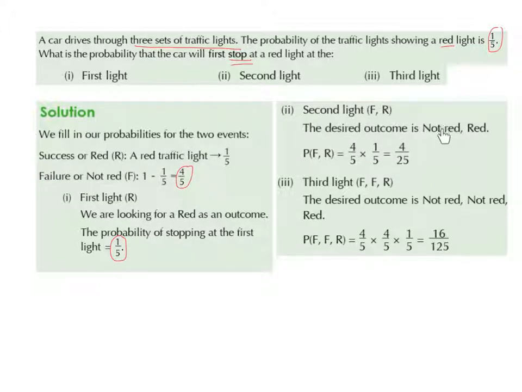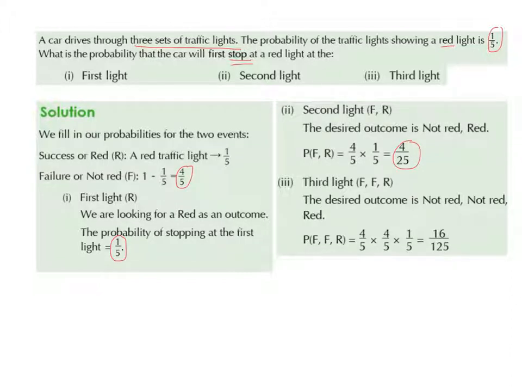So it's going to be not red and red, or you could say failure and red, and remember, and means multiply. And the probability of red is 1 over 5, that was told to us in the question. So it's going to be 4 over 5 multiplied by 1 over 5, which is 4 over 25. So the probability of the second light being red, which is really going to be fail and red, is going to be 4 over 5 multiplied by 1 over 5, which is 4 over 25.